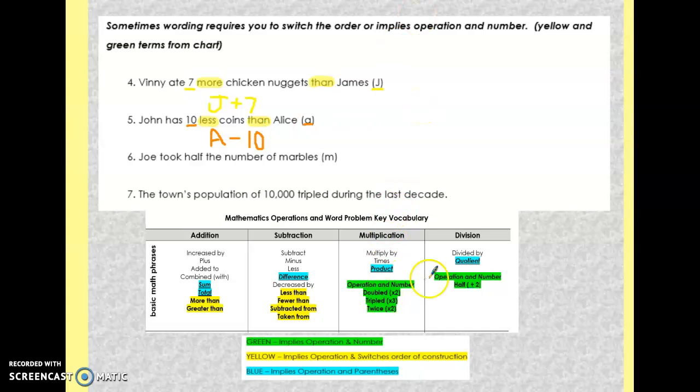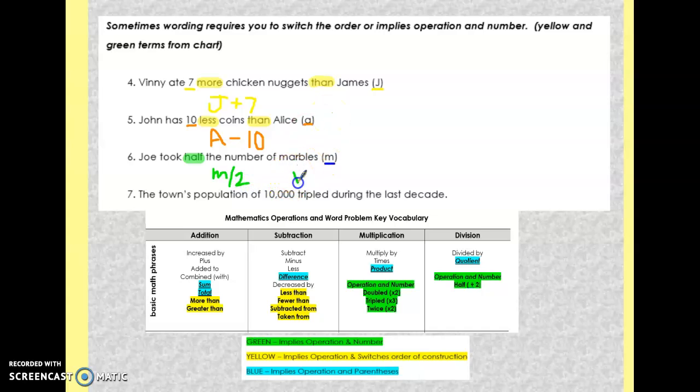Okay, so let's take a look at some green words, words that imply number and operation. So Joe took half the number of marbles. So half is our key word here. Okay, and we know that half means to divide by 2. And what are we dividing by 2? We're looking at the number of marbles. So to write that out, we would take marbles and divide it in half.